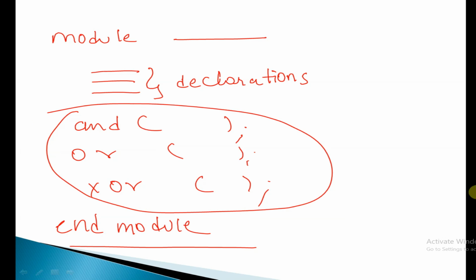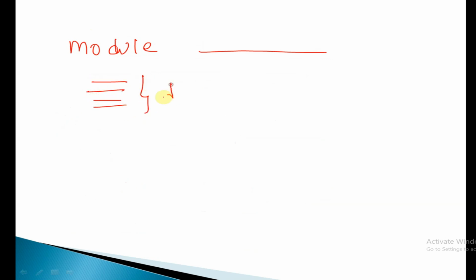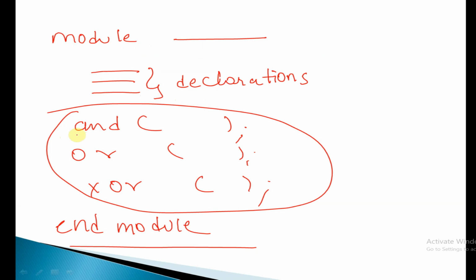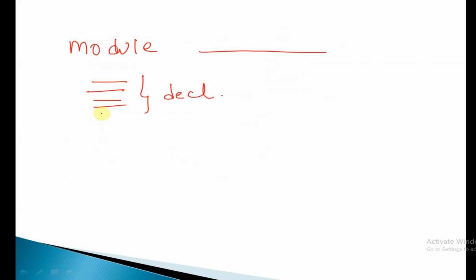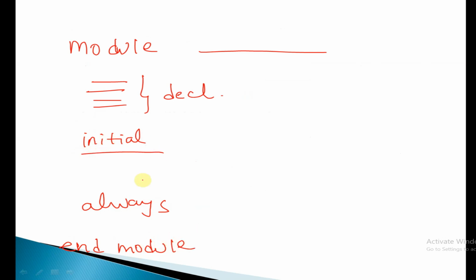And say we have a module followed by the module name, followed by some declarations, followed by procedural statements. We have just seen what structured procedures or procedural statements are: the initial block as well as the always block, inside the same module. Now tell me which block will be executed first, whether the initial block will be executed first or the always block will be executed first.